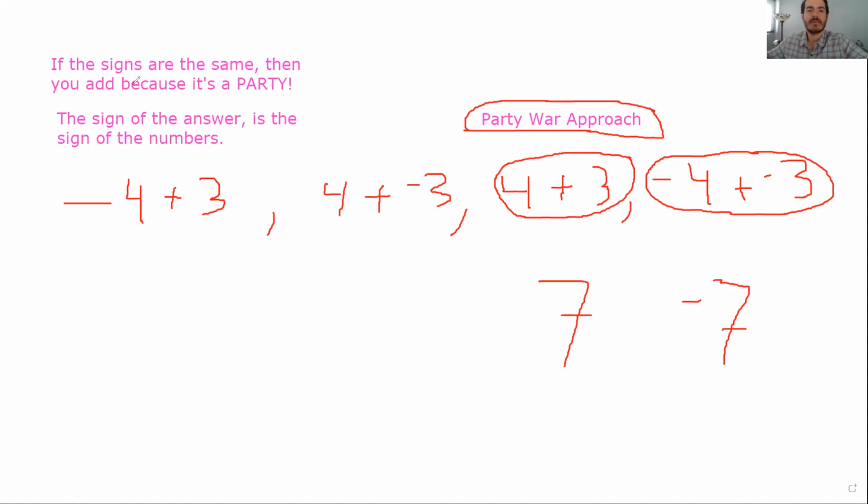Let me see if I can move this around. Can I do that? No. Okay, I don't think I can. But I'll write it down here.